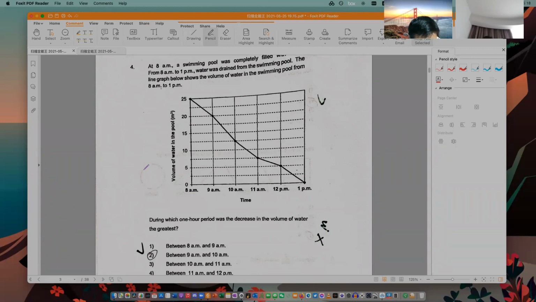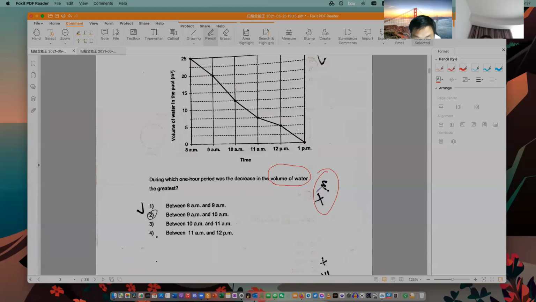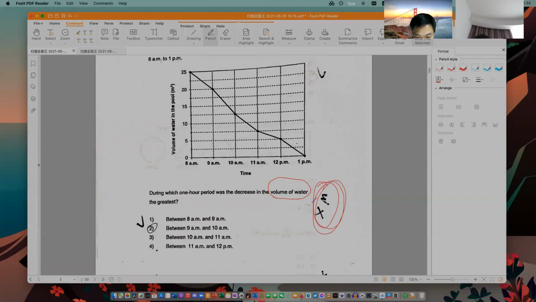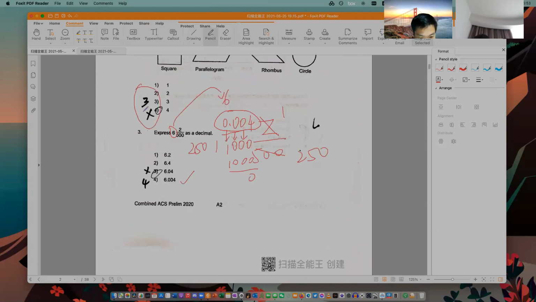So what it says, during which 1 hour period was the decrease in the volume of water the greatest? So basically they are asking for the volume of water, okay, not percentage. So what did I get, right? What do you get? Oh, you are correct. Sorry. I was looking at this. I don't know why. Okay, so the ink is too strong here. In fact, this thing here is from this page. Okay, so I was looking at the wrong thing.